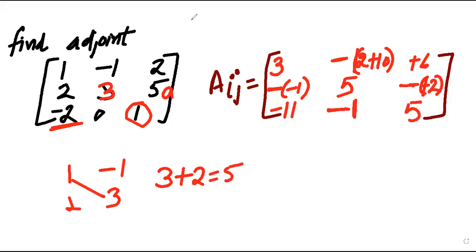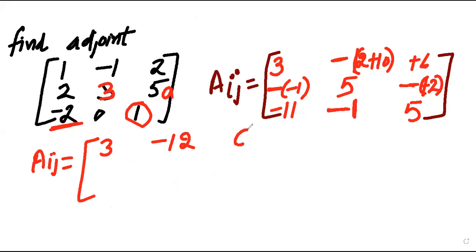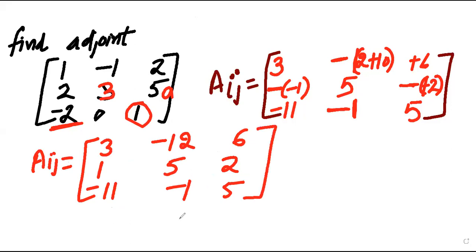Okay. So what is the answer here? We are writing here, this is the cofactor of this given matrix, Aij, that is equal to 3, minus 12. I think some mistake is here. 3 to the 6, that is right. It is equal to 6. Clear? Here 1, 5, then 2. It is here -11, -1, and 5. Any doubt up to here?